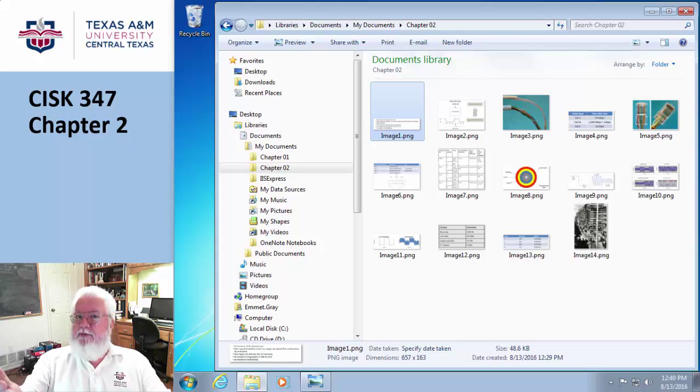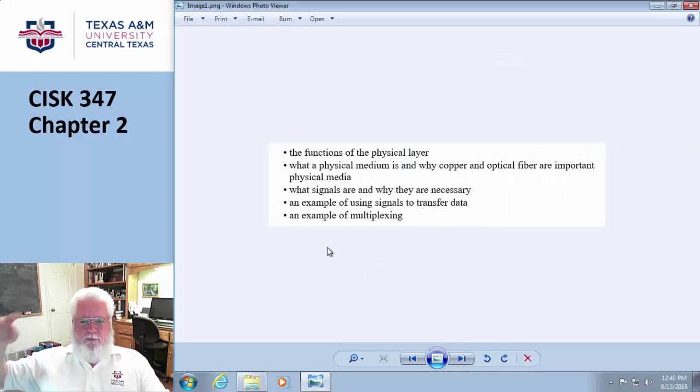Okay, Chapter 2 in this portion of the book all starts with basically following the OSI model. So this is all about Layer 1, the physical layer. And the learning objectives are actually pretty cool, so let's take a peek at those. It says you need to know the functions of the physical layer, what physical medium is and why copper and fiber optics are cool, what signals are and why they are necessary, examples of signals, and then examples of multiplexing. So that's what we're here to learn today.